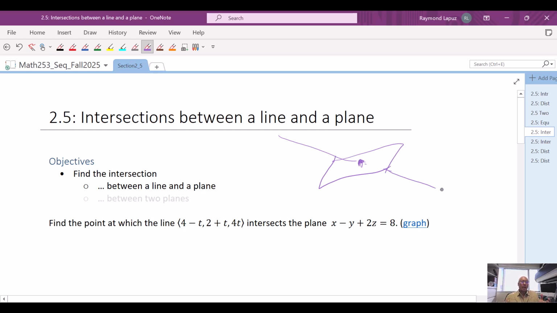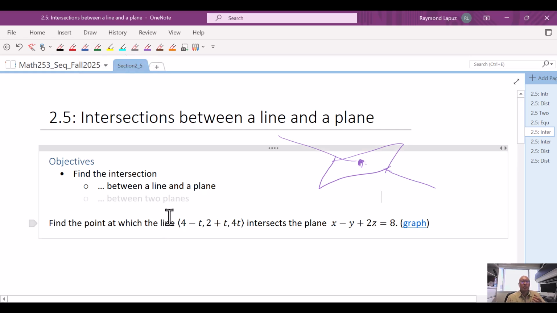Okay, so how are we going to find the intersection between a line and a plane? When we think of intersection, we think of setting something equal to each other. Now, the forms that we're looking at, the parametric equation form of the line and the scalar form of the plane, does not really give a natural way to set things equal to each other.